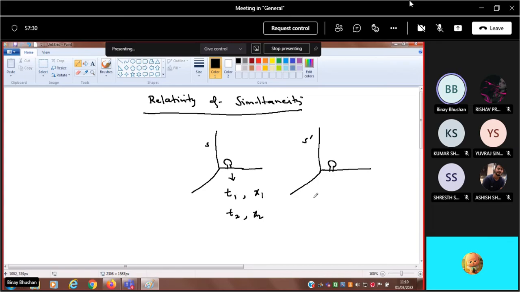Yes, sir. Two things are happening in nature at different location, and the observer who is in the frame of reference S, he finds that the first incident is happening at time t1 at location x1, and the second event is happening at time t2 at location x2. Now, what will be the timing of the two events as seen from the frame of reference S prime?